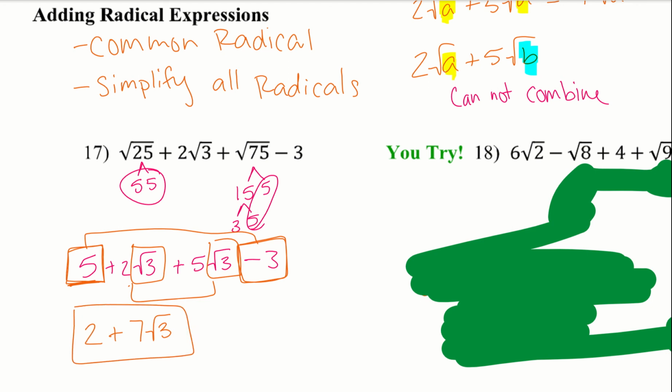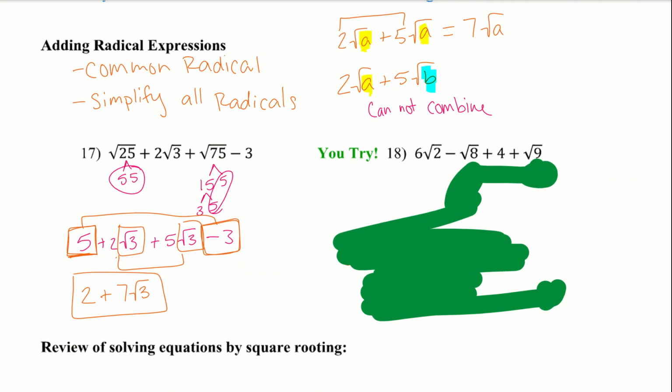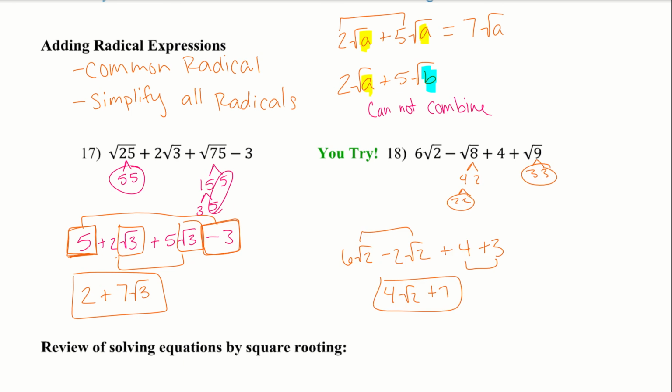So I simplified as far as I could, and then I combined with common radicals and non-radicals. So if something does not have a radical, you can also combine those together. All right, go ahead and try number 18. Pause this video, and then I will erase the green so you can see the solution. All right, there you go. We were able to reduce the square root of 8 and the square root of 9.